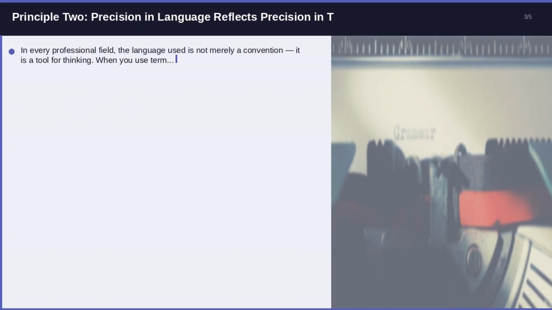Principle 2. Precision in language reflects precision in thinking. In every professional field, the language used is not merely a convention, it is a tool for thinking. When you use terms loosely or interchangeably when they are not interchangeable, you introduce ambiguity into your own reasoning. Students of Email Marketing Mastery, from list building to high-converting campaigns, who invest time in understanding terminology precisely find that their analysis is better.